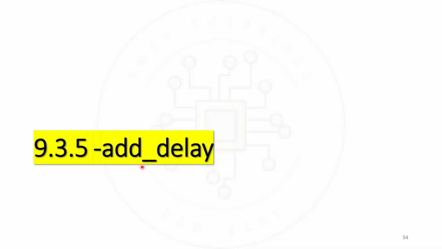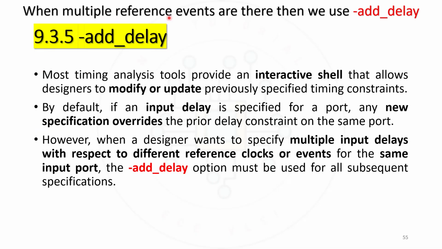Generally this switch is used if you are getting data from multiple blocks which have flops driven by different clocks. So you can see here, when multiple reference events are there, then only we use this particular switch called hyphen add delay. Most timing analysis tools provide an interactive shell that allows a designer to modify or update previously specified timing constraints. By default, if an input delay is specified for a port, any new specification overrides the prior delay constraint on the same port.